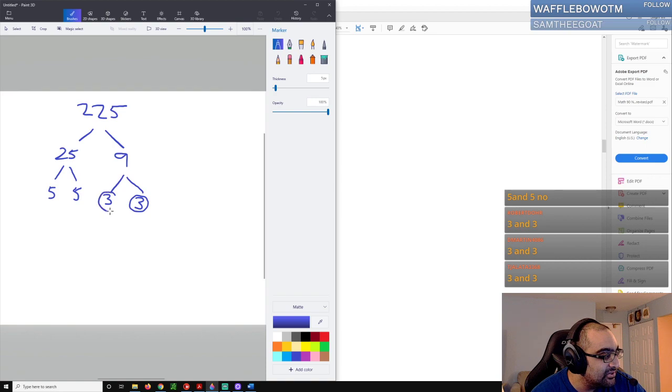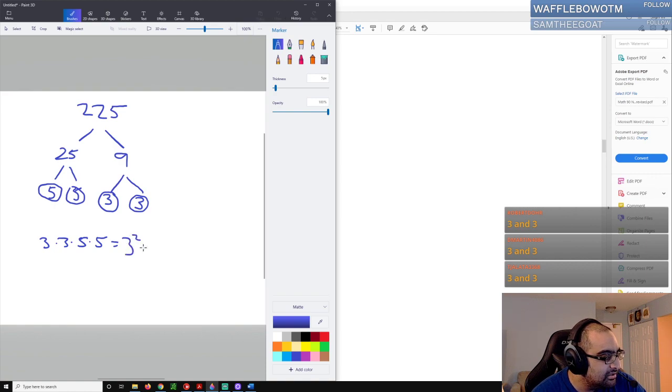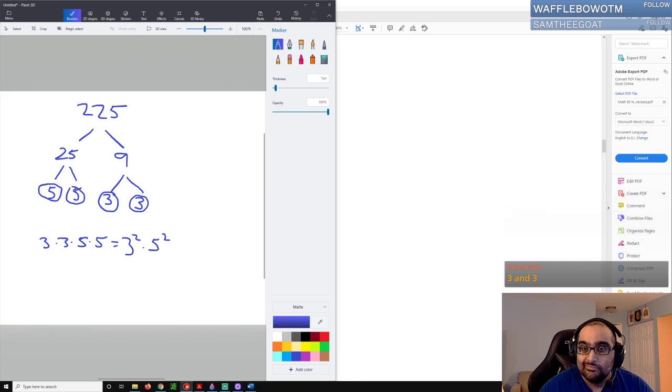All right, let's circle the 3s and the 5s here. So here, if we break down 225, that's going to be 3 times 3 times 5 times 5. And so here we're going to get 3 squared times 5 squared. And that will be our final answer if we write it in exponential form, or 3 times 3 times 5 times 5. All right, any questions about that?